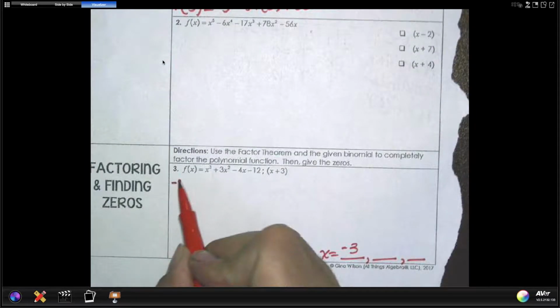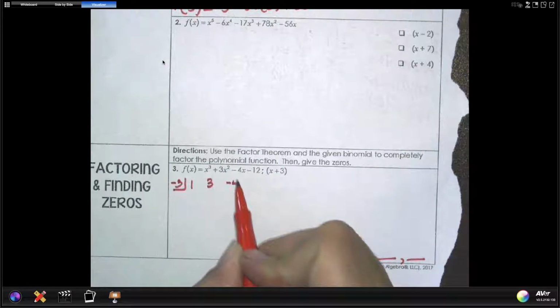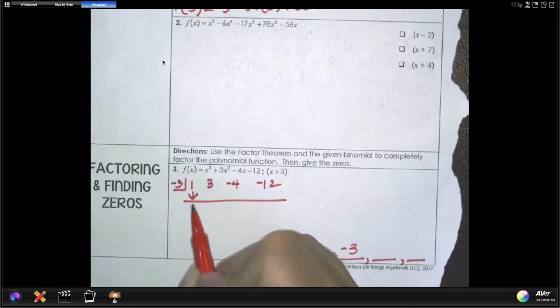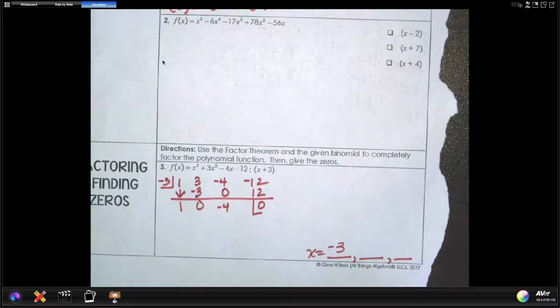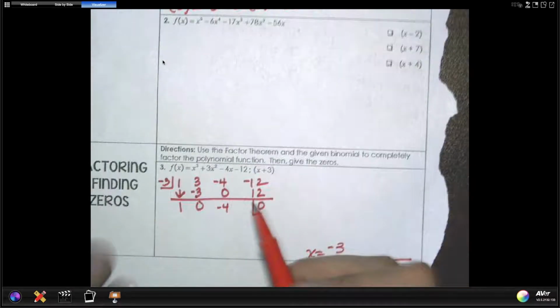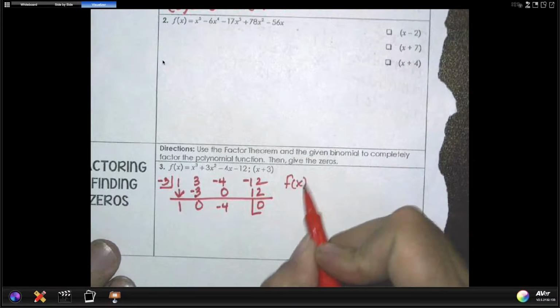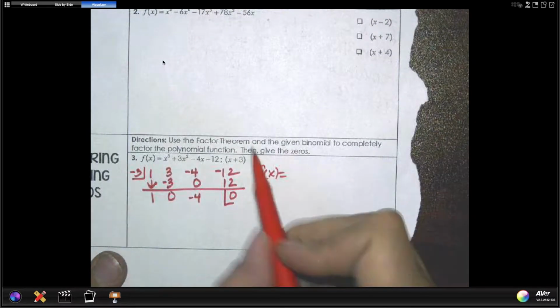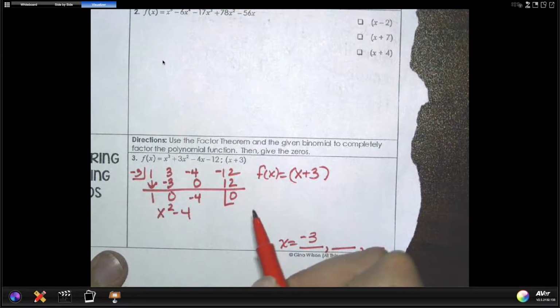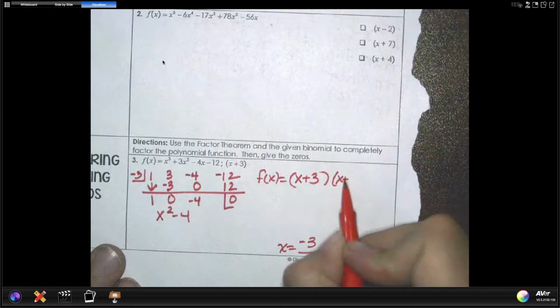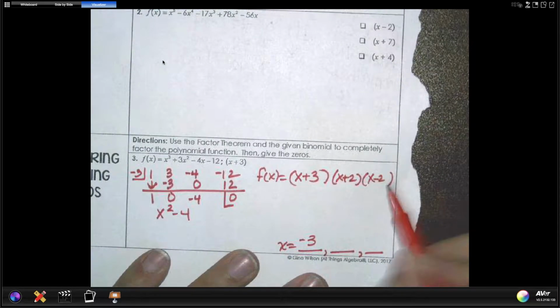So let's go ahead and use synthetic division. So we have 1, 3, -4, -12, no missing factors. All right, so now I'm left with x squared minus 4. So let's say they ask you to list out all the factors. Well, you would have x plus 3 would be one of them. And then this gives you x squared minus 4, which factors to be x plus 2 and x minus 2.